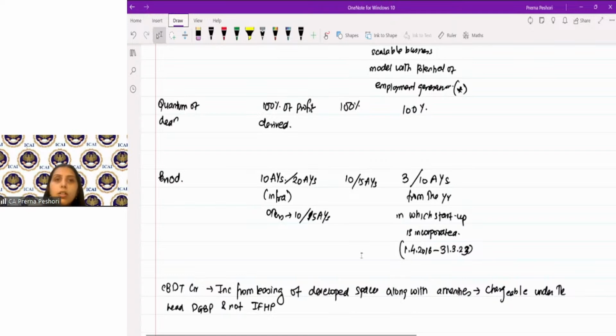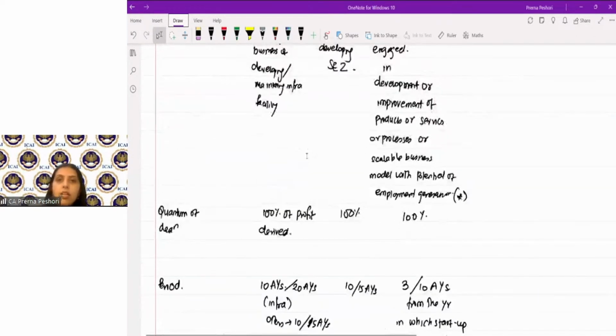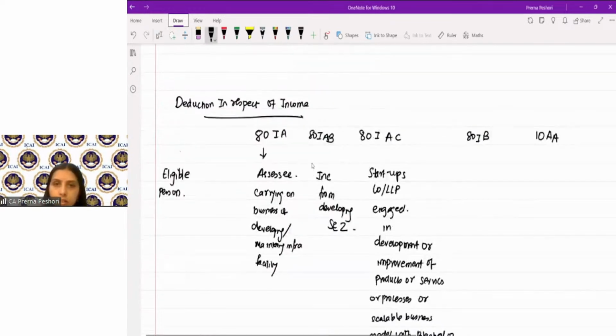And the startup's turnover is less than 100 CR. So you can write it down here. Turnover less than or equal to rupees 100 CR, for which the deduction is to be claimed. Okay. So the quantum of deduction is 100% of the amount derived. Next one is 80IB.